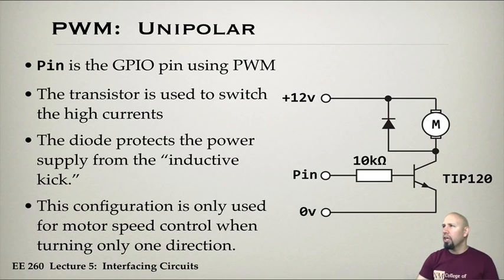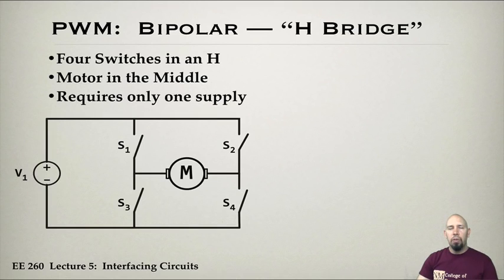We also talked about bipolar pulse width modulation, which is when you want to be able to go both directions. It's common to use something called an H-bridge. An H-bridge is the device that's used when we want to go both directions. So here's our motor, and here I have this arm and this arm, and then the H. The motor is in the middle. Notice this only requires one supply, and then we have these four switches. That is the conceptual idea of the H-bridge.